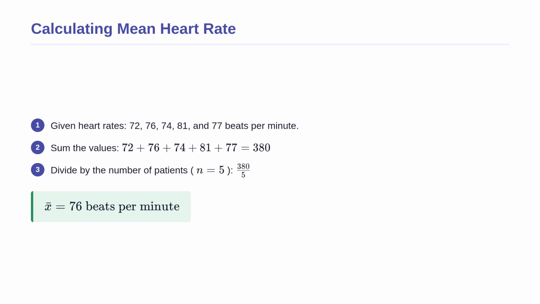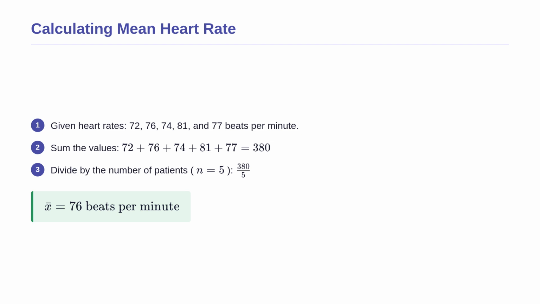Before we move on, let us see this with a concrete example. A nurse measures the resting heart rates of 5 patients, which are 72, 76, 74, 81, and 77 beats per minute. We are asked to find the mean heart rate to understand the group's cardiovascular baseline. We chose this formula because we have a simple, ungrouped list of numbers.